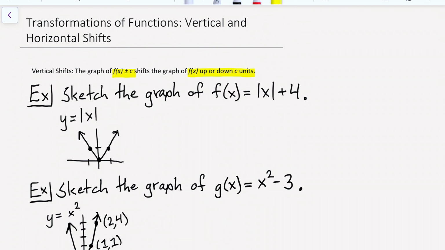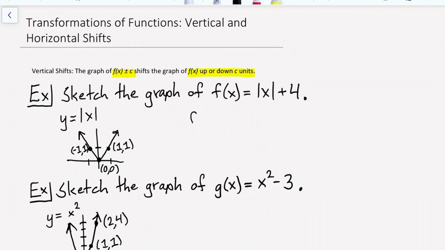So let's say we want to sketch the graph of f of x equals absolute value of x plus 4. We know that the absolute value function looks like this. This is one of our toolkit functions, and it has points at (0, 0), at (1, 1), and at (-1, 1), just to name a few.